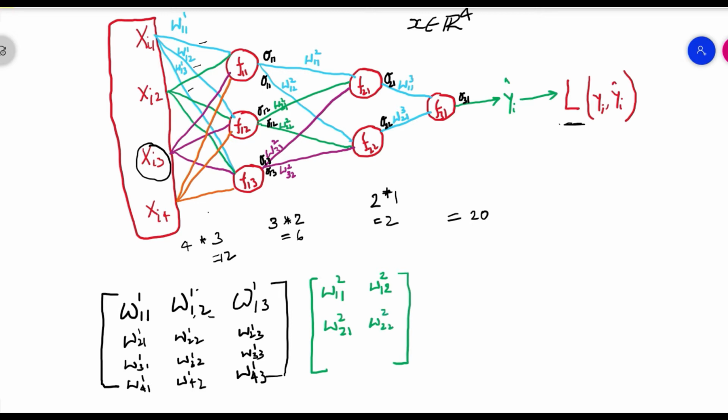W222 is this one. Similarly, for this activation function, we will have the weights W231 and W232. As you can see, we have 3 rows, 2 columns, so 6 weights. For these 2 weights, they are pretty much clear in themselves, but still let's write them out.